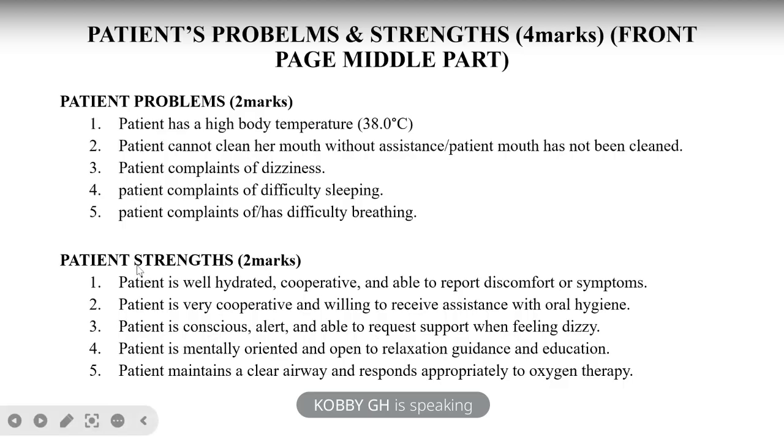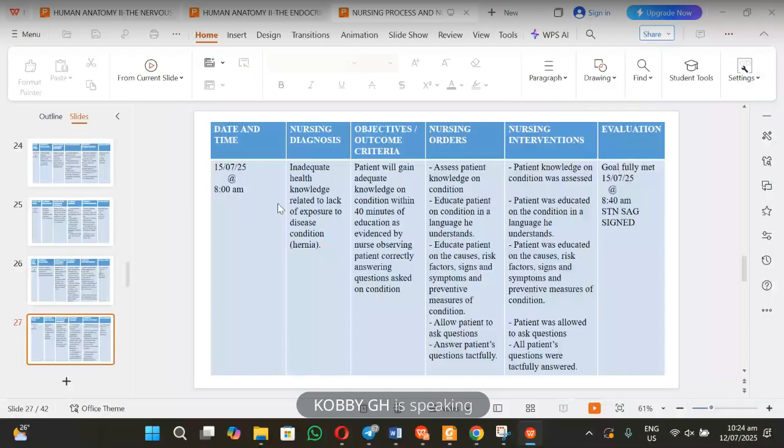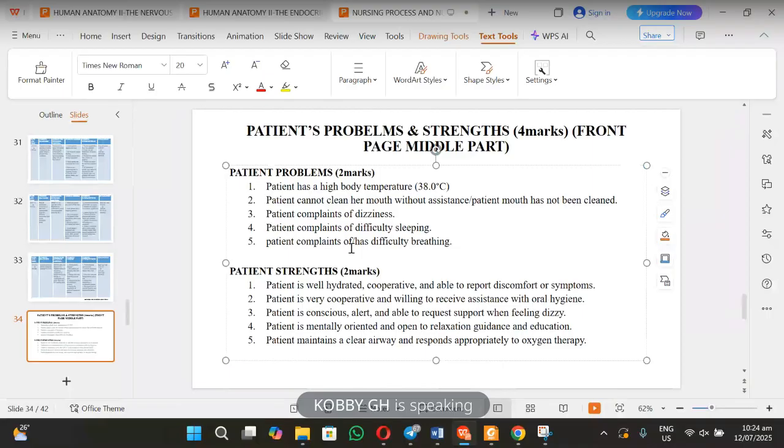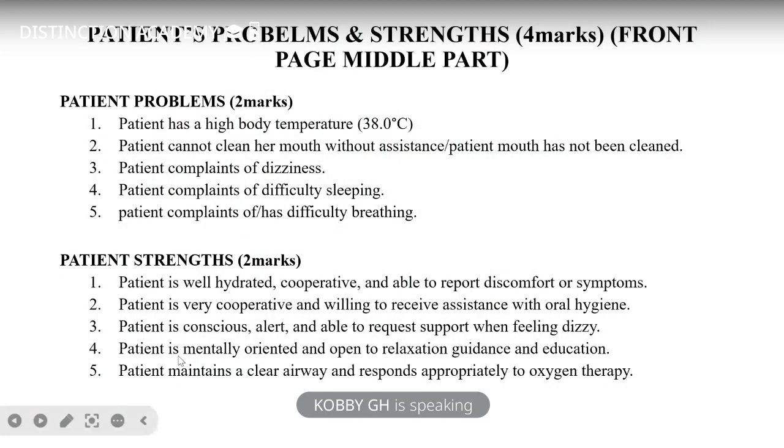Now, let's look at the fourth. Patient complains of difficulty sleeping. What is the strength? Patient is mentally oriented and open to relaxation, guidance, and education.